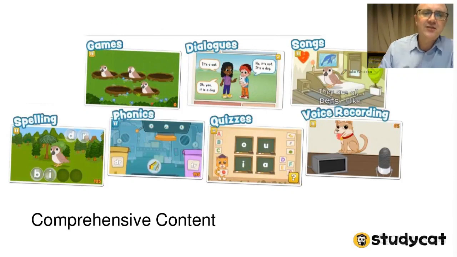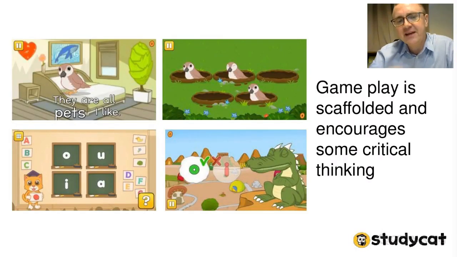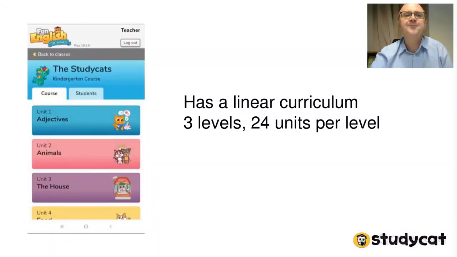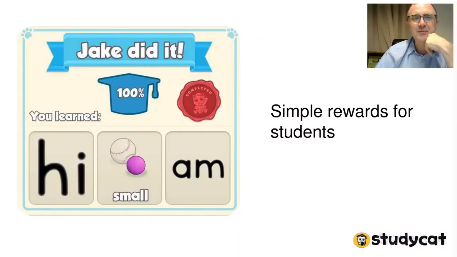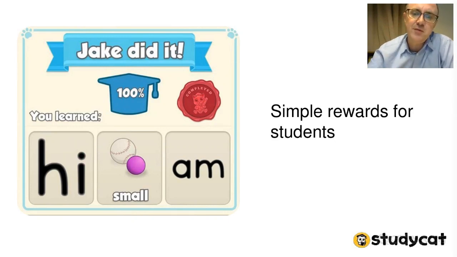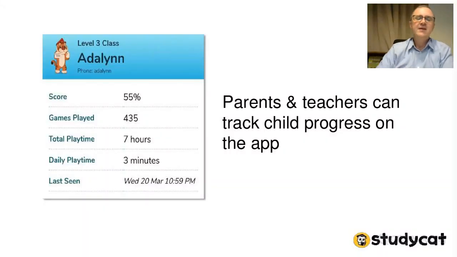So we have a lot of games, dialogues, songs, spelling, phonics, quizzes, all in one place, which is exciting because you don't have to look around for, oh, what's in this textbook? I've got to find this game. It's all in one place. The gameplay is scaffolded, and a lot of them encourage some critical thinking, like comparing, contrasting. It has a very linear curriculum, so 3 levels, 24 units, and very simple rewards, which aren't great. So yeah, I admit that's not very good, and kids need some sort of more motivation. Our argument, though, would be that the gameplay is exciting enough.